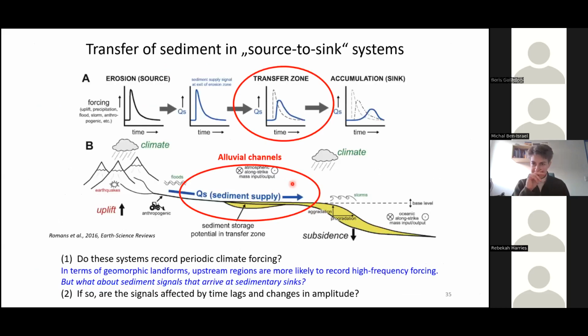So let's come back to this nice figure from Brian Romans and come back to these questions I posed. First of all, do these systems record periodic climate forcing? Well, first, in terms of geomorphic landforms, the alluvial fan lobes and the river terraces, upstream regions seem to be more likely to record high frequency forcing compared to the downstream regions. But what about sediment signals, like sediment discharge signals that might be traveling downstream and arriving at these depositional sinks? And also, what about potential time lags and changes in amplitude? I haven't said anything about that yet.